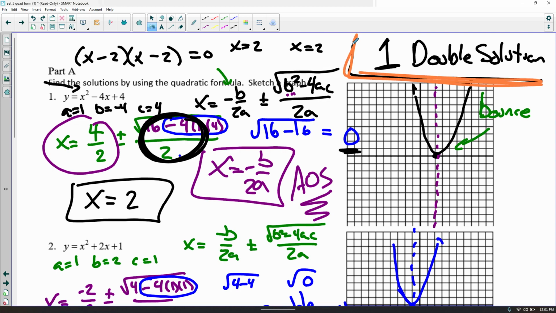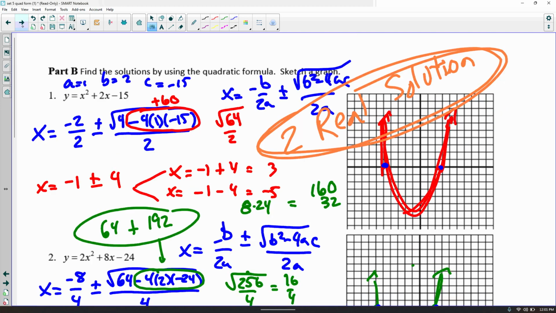1 double solution. How do we know we had a double solution? From the quadratic formula. How do we know? Someone said, Autumn, what did you say? Nope. When the square root, what's underneath the square root, is what? 0. How do we know this one? What do we notice about these numbers?